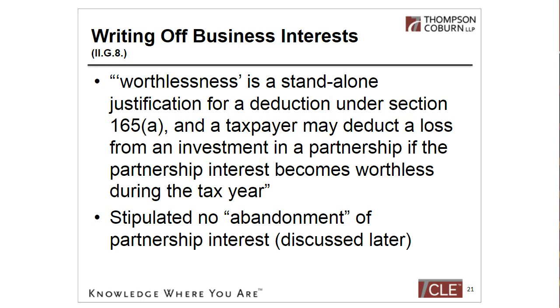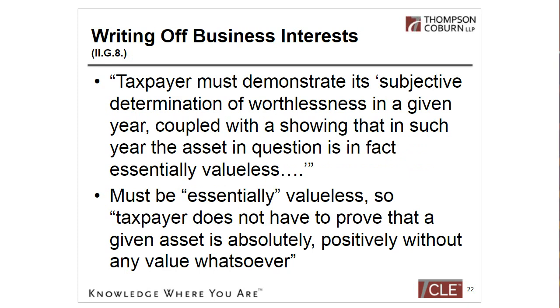Okay. In this particular case, they stipulated no abandonment of the partnership interest. We'll talk about what happens if they had an abandonment. Slide 22. So what are the elements to prove worthlessness? You have to demonstrate your subjective determination of worthlessness and prove that the asset in question is in fact essentially valueless. Now, essentially valueless doesn't mean absolutely positively without any value. So the taxpayer doesn't have this extremely high standard. It does have a significant burden of proof, and it is pretty high still, but at least it's not ridiculously high.